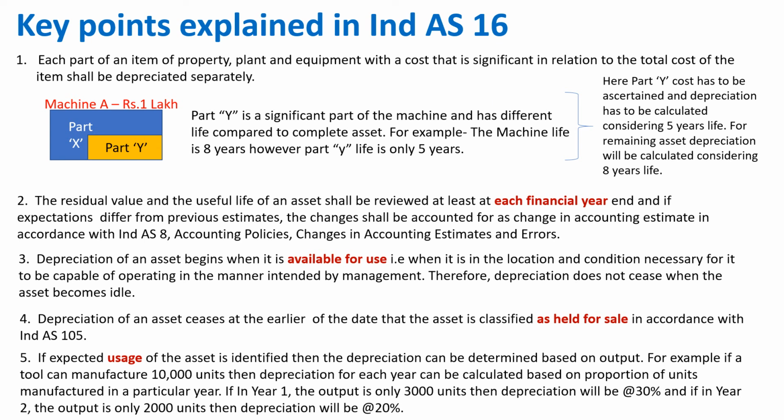Okay, so let's take an example. If a tool can manufacture 10,000 units, okay, then depreciation for each year can be calculated based on the proportion of units manufactured in a particular year. So for example, if a tool has a life which can only manufacture 10,000 units, then we need to say that the depreciation on this tool is based on the output for each year. Okay, so if in the first year the output is only 3,000 units, then depreciation will be 30%. Correct? So 10,000 is the base, 3,000 is the units produced, so 30% is the depreciation for the first year. And in the second year the output is 2,000 units, so the depreciation is 20%.